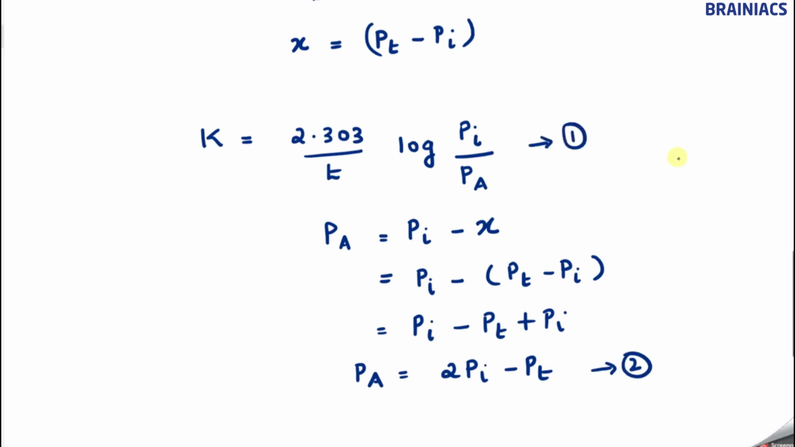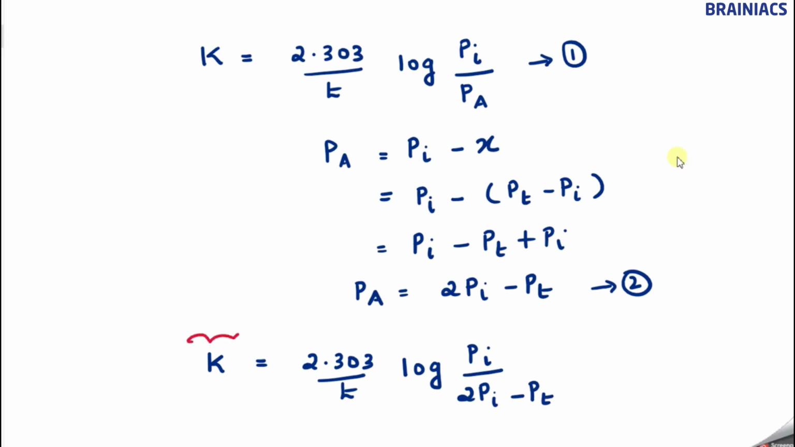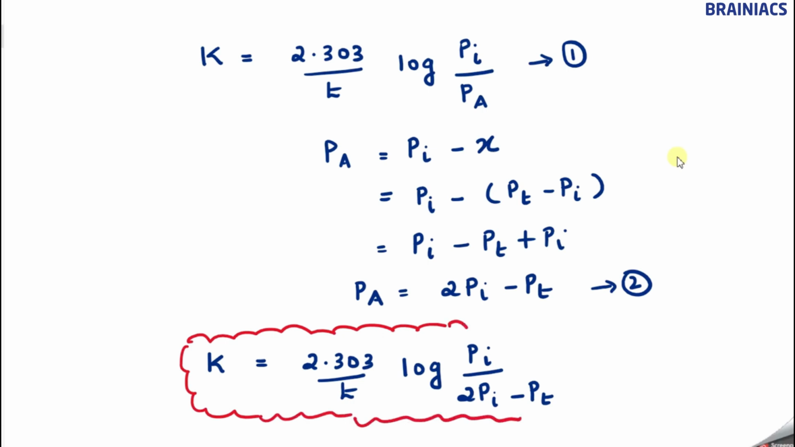So we will get the integrated rate equation for a first order gas phase reaction. K is equal to 2.303 divided by T log Pi divided by Pa. Pa is 2Pi minus Pt. So this is the final equation. You should remember it. It's very important. These days they are asking this equation. They will give a gaseous phase reaction and ask you to find the rate constant for a first order gas phase reaction. I hope you understood.